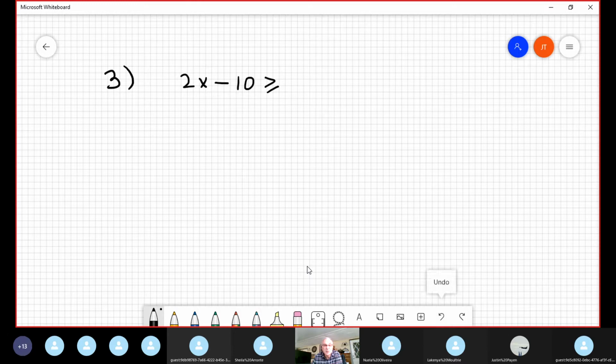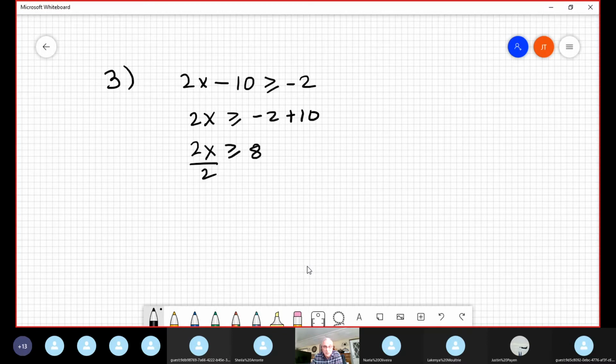Okay, suppose the number 3 problem is something like that. Wow, it's weird, right? It's weird because y is missing. Well, nothing special happens. I solve for x because we have no y. 2x is greater than or equal to -2 + 10. 2x is greater than or equal to 8. We divide by 2. x is greater than or equal to 4.